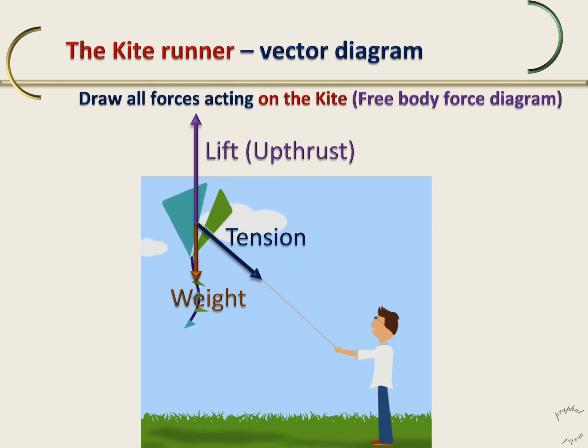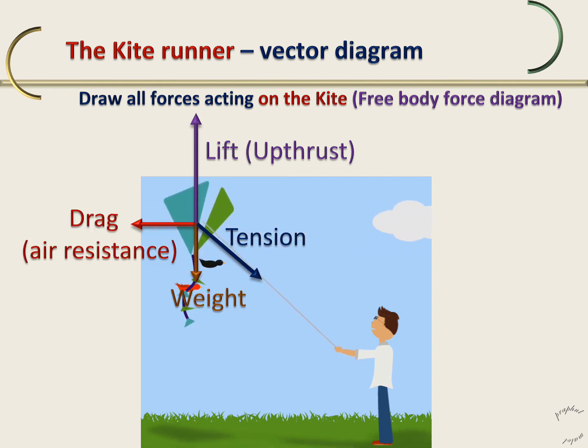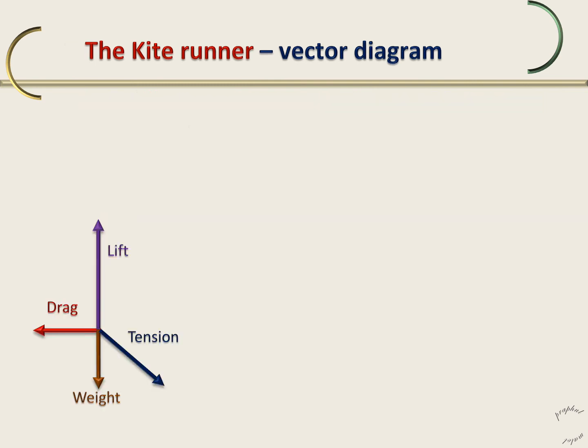Every object in the air will experience an upward push due to the air. That's called upthrust. Now you can see the kite is not exactly vertical, it's at an angle. So there should be some force towards the left side which keeps the kite in that position. That force is called drag force, or generally we call it air resistance. These are the four forces acting on the kite.